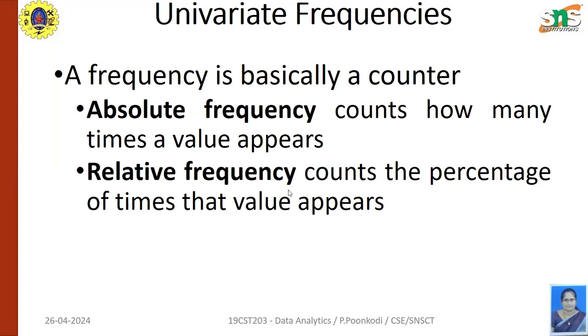The frequency is basically a counter value. There are two types of frequencies used for the univariate analysis: absolute frequency and relative frequency. Absolute frequency will count how many times the value appears. The relative frequency will count the percentage of times that value appears.